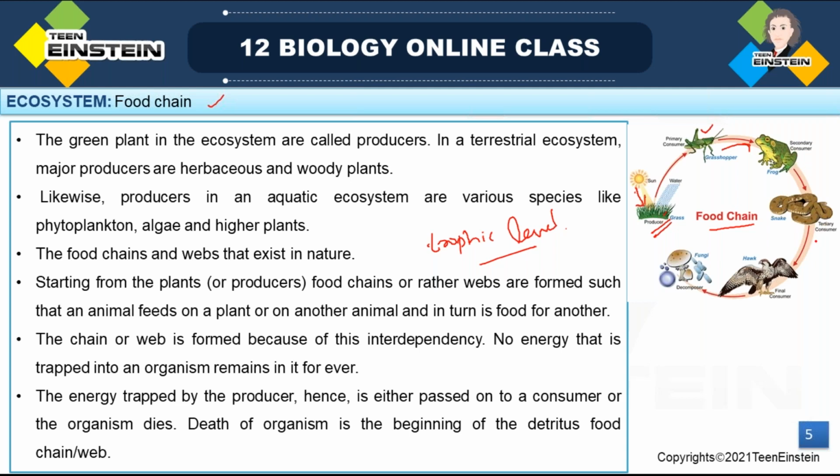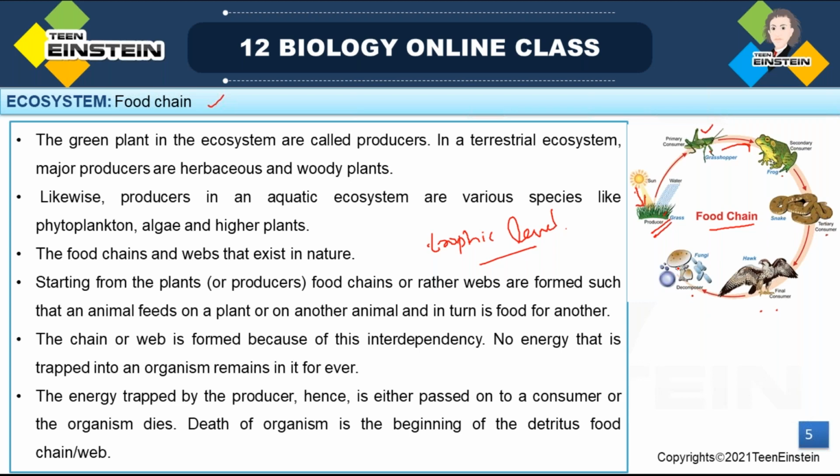Then this next one is the tertiary consumer. So first energy is transferred to the grasshopper, then energy is transferred to the frog, then the same thing, that energy flows into the tertiary consumer, then the final consumer here. Then comes the decomposer. Okay, there also energy transfer occurs.